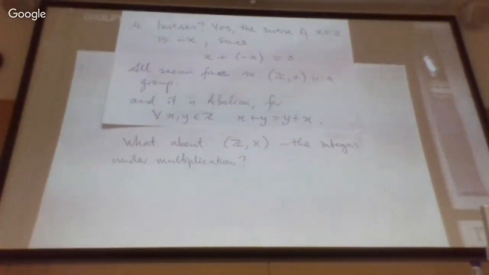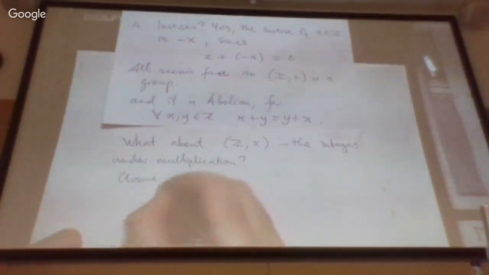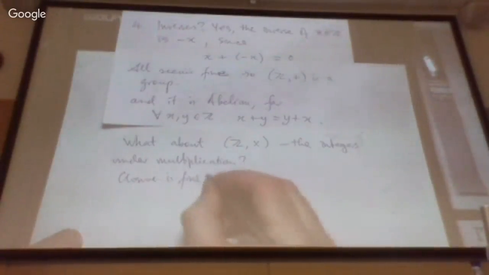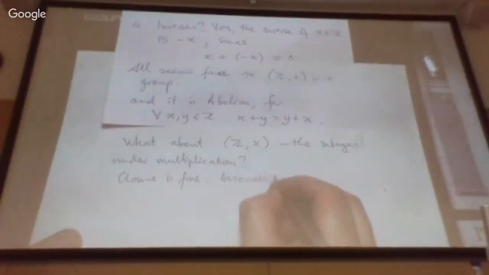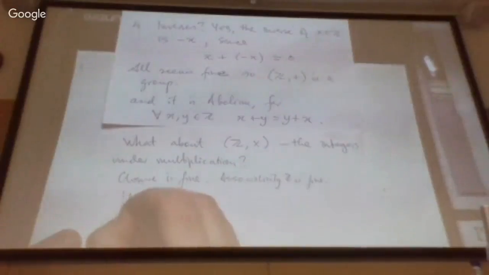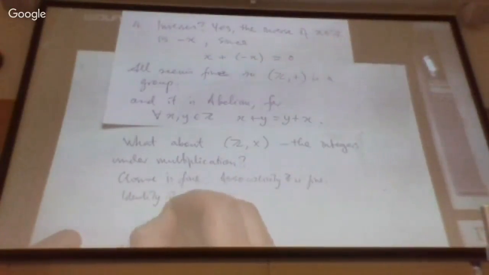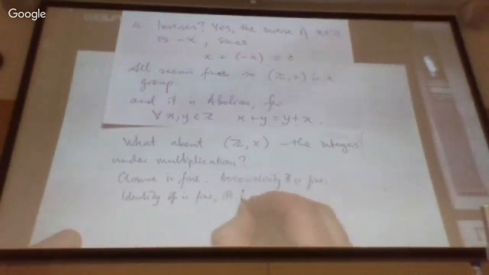The inverse. So for a specific example, like 3. 1 over 3. Yeah. So closure is fine. Multiply two integers, you get an integer. Associativity is fine. Multiplication of integers is associative. Identity is fine. It's 1. But the problem is inverses.